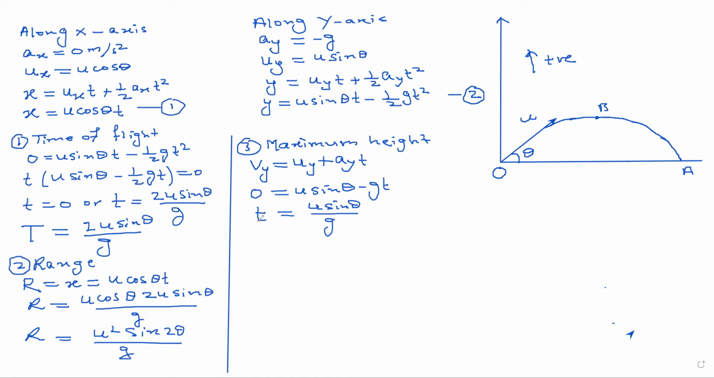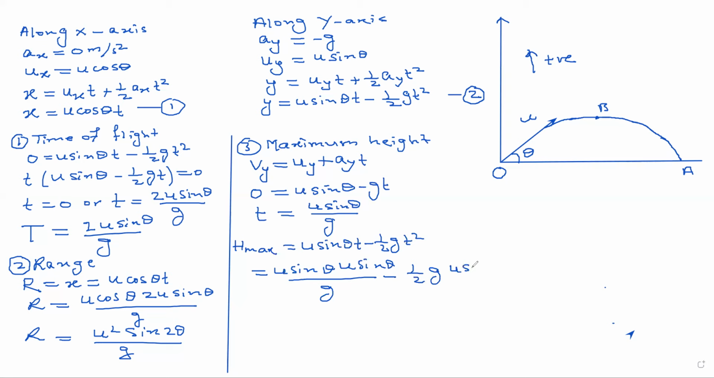Now, if we put the value of t in equation 2, we get the maximum height attained. So we have H max is equal to u sine theta t minus half gt square, which is u sine theta, t is again u sine theta by g, minus half g, t is u sine theta by g, whole square.